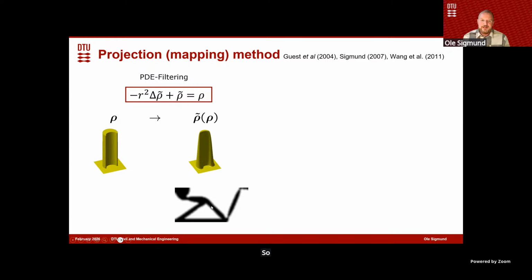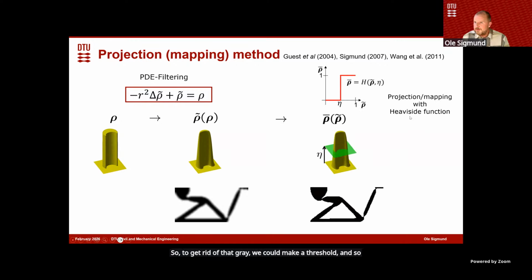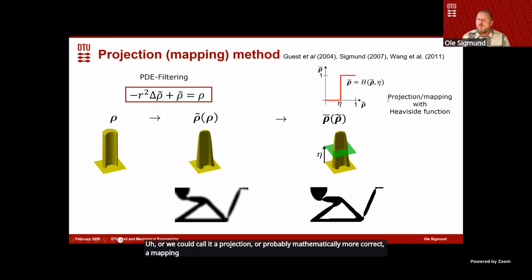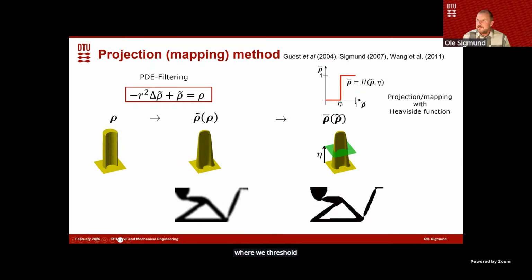So this gives us the gray transition regions, and it gives us the gray hinges. To get rid of that gray, we could make a threshold. We could introduce a Heaviside function, or we could call it a projection, or probably mathematically more correct, a mapping function, where we threshold at a certain value eta between 0 and 1. Everything, all filtered densities below eta go to 0, and all above go to 1. And then we would get a nice looking picture, very sharp, black and white.